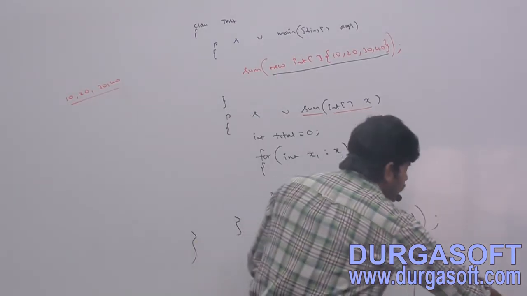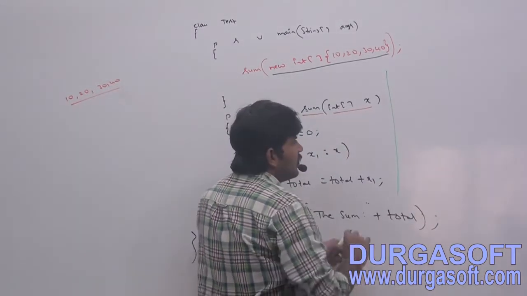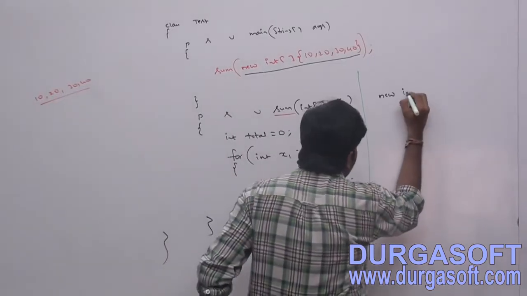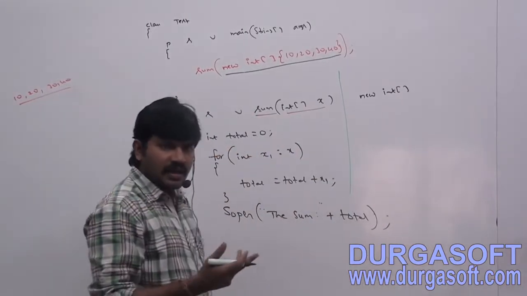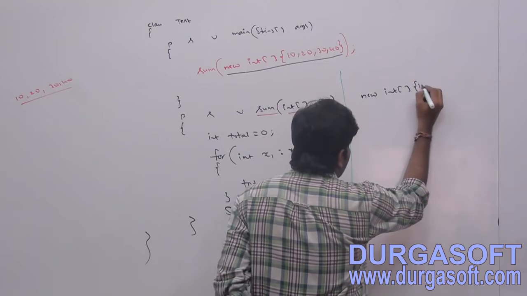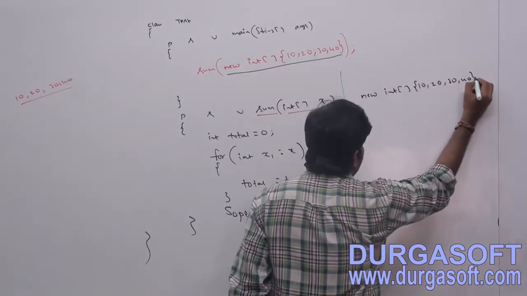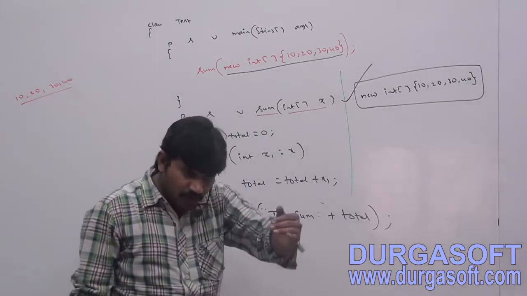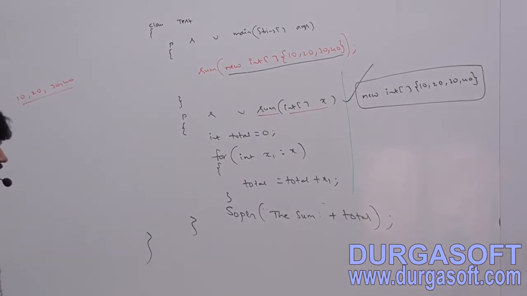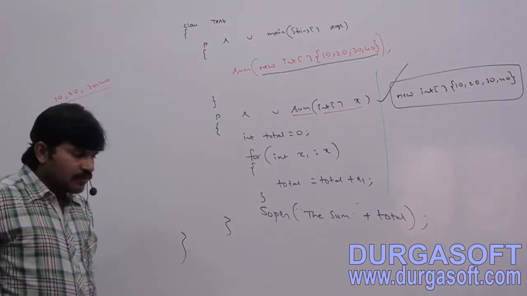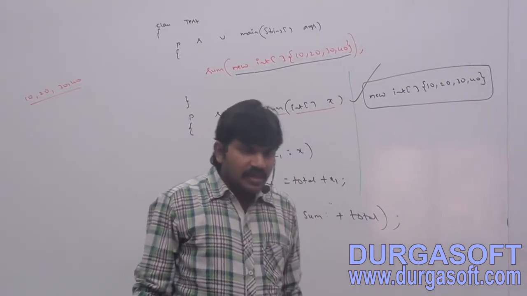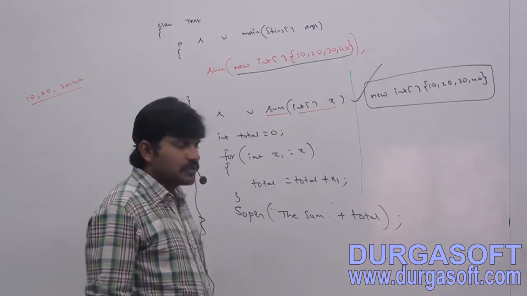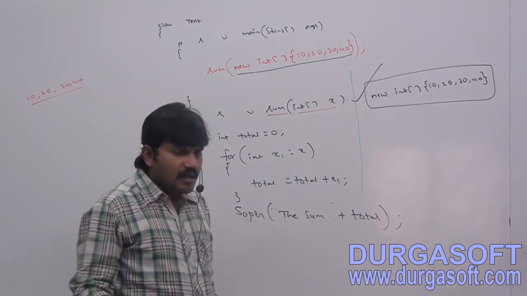Simple. Here we can create an anonymous array like this: the new operator we can take, new type of array. What is the type of array? Int array, any type, int array, char array, with what values? 10, 20, 30, 40. Like this we can create an anonymous array. Are you able to understand? We can create an anonymous array as follows.